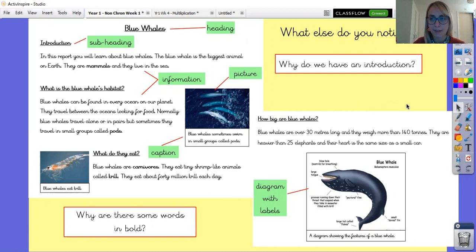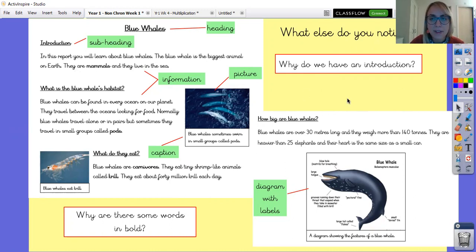Okay, year ones, hopefully you've had some thinking time then. So why do we have an introduction? So we can see here in our non-chronological report is our introduction. I'm going to read my introduction to you all now. So in this report, you will learn about blue whales. The blue whale is the biggest animal on Earth. They are mammals and they live in the sea.